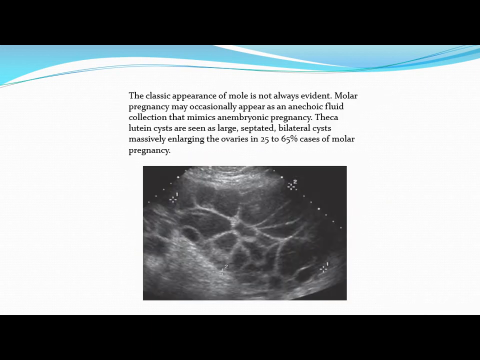The classic appearance of a mole is not always evident. Molar pregnancy may occasionally appear as an anechoic fluid collection that mimics an embryonic pregnancy. Theca lutein cysts are seen as large, septated, bilateral cysts massively enlarging the ovaries in 25 to 65% of cases of molar pregnancy.